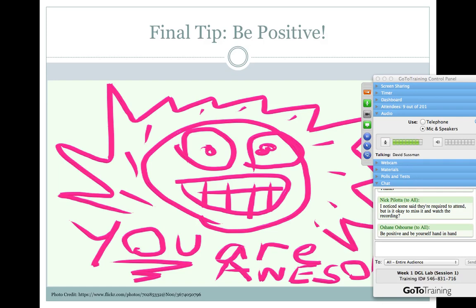Someone in the comments says, I noticed this. Some said they're required to attend, but is it okay to miss? Yeah, Nick, it's your choice. Right now, I don't have a sheet of paper writing down who's here and who isn't, and getting mad if they're not here.